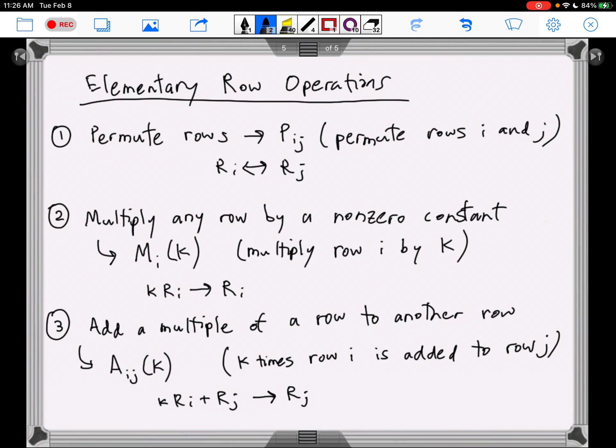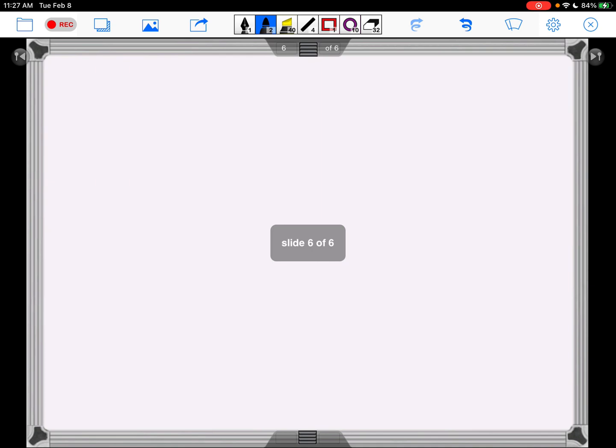All right, everybody, so these are the notations that you must learn. I'm going to highlight them here. This guy, and this guy, okay? So if you see a P, it means permute. If you see an M, it means multiply the row. And if you see an A, it means you're going to add a multiple of a row to another row.